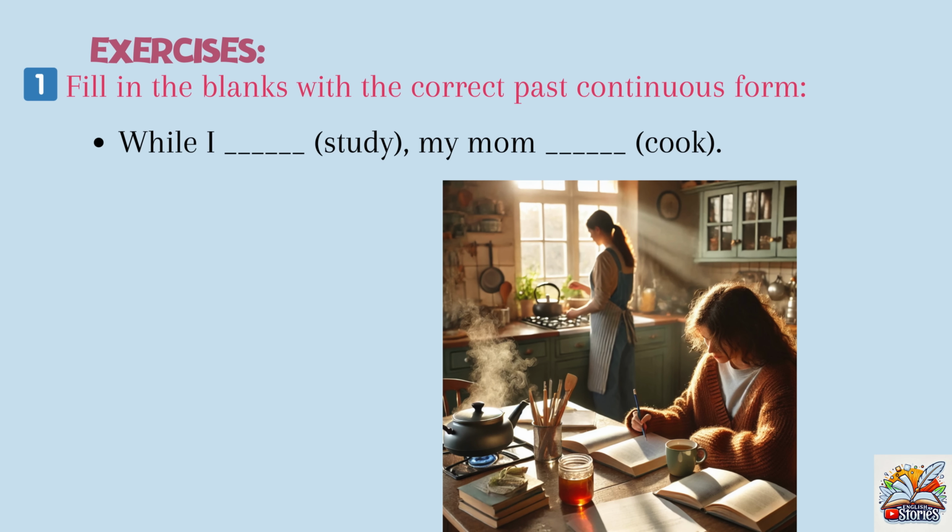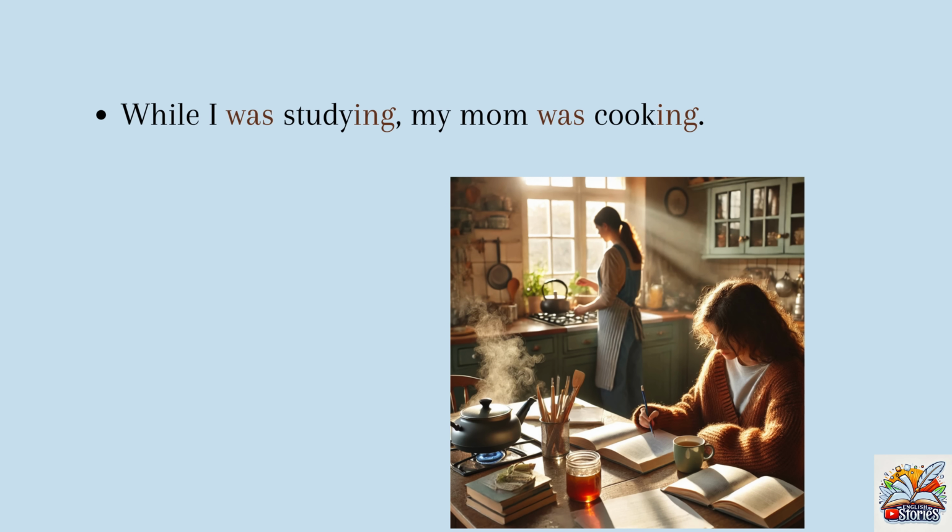Practice exercises. 1. Fill in the blanks with the correct past continuous form. While I study, my mom cook. While I was studying, my mom was cooking. The word while is used when two actions were happening at the same time in the past. I was studying, I was in the middle of studying, and my mom was cooking, she was in the middle of cooking, happened simultaneously. Since both actions were in progress, we use past continuous, was or were plus verb-ing, in both parts of the sentence.